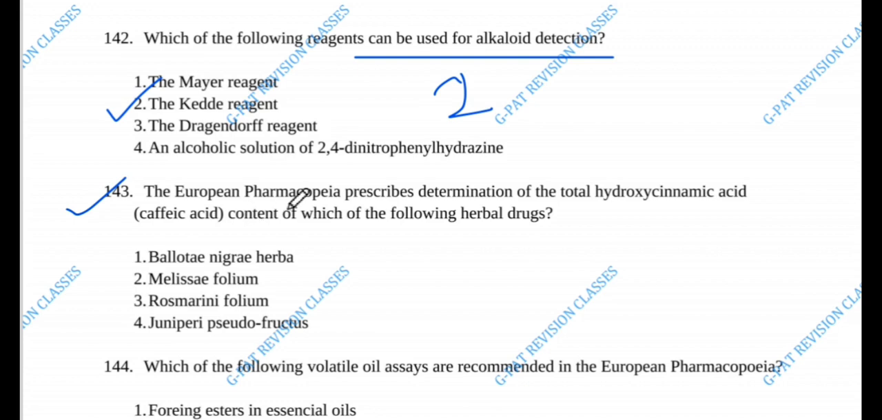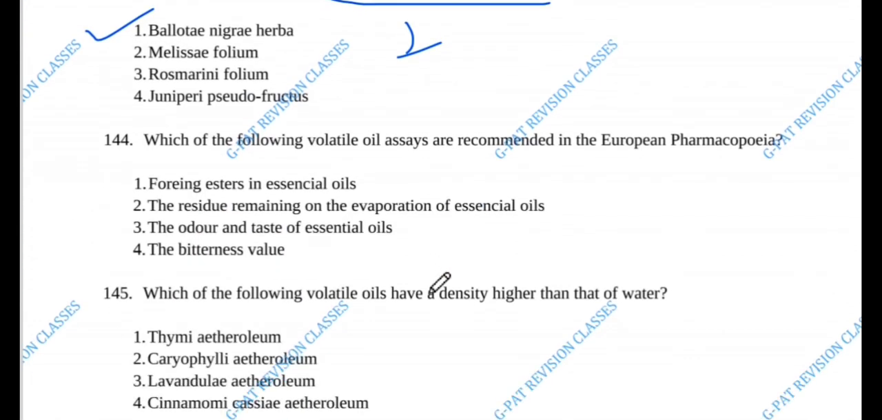Next is question number 143. The European Pharmacopoeia prescribes determination of the total hydroxycinnamic acid, caffeic acid, content of which of the following herbal drugs? The answer is first, Ballotae nigrae herba. The answer is first.